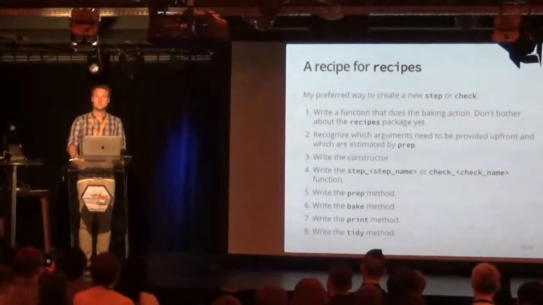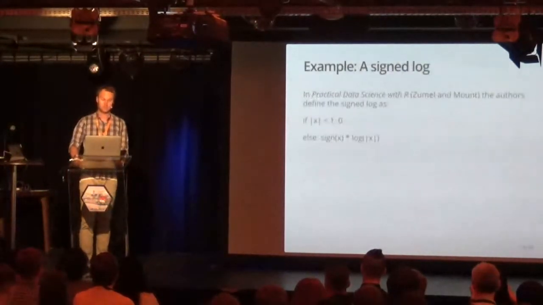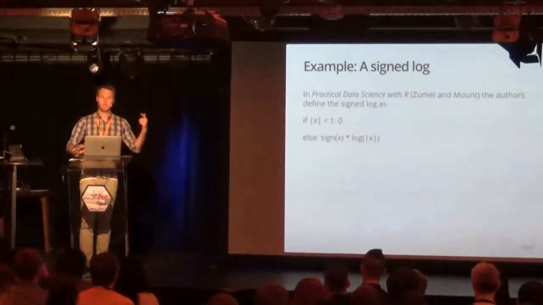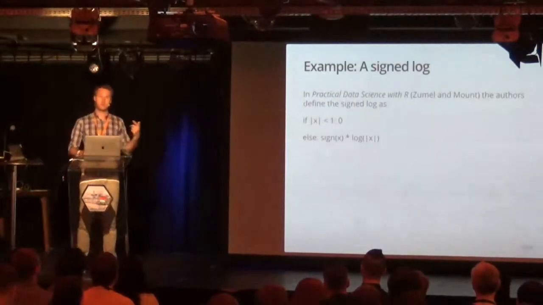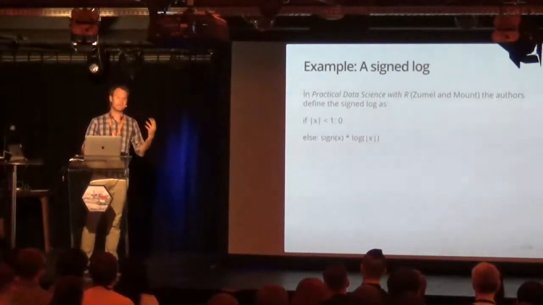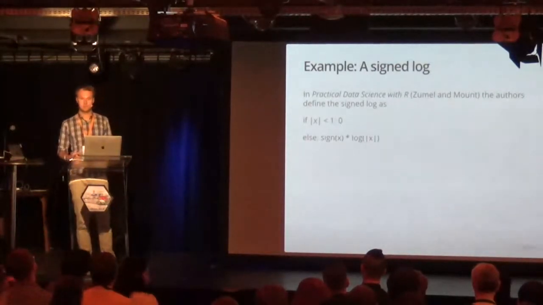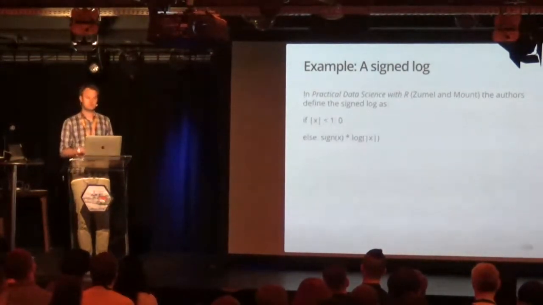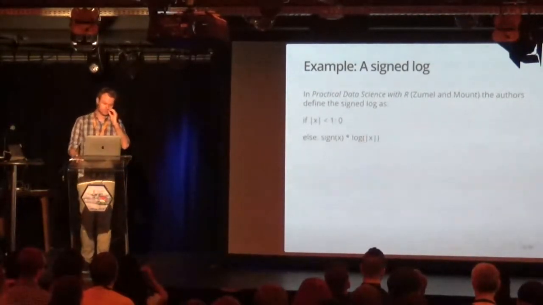So I've prepared 2 examples. I probably have time for only one, so that's what I figured. The others are at the back of the slide deck, and on my final slide you will find a link to my GitHub, and there you find all the slides, and also 2 skeletons that have all the overhead that you need in them, standardized in a way so you don't have to copy-paste everything from another step or check. So we're going to do a signed log.